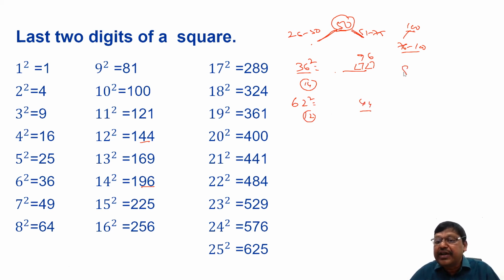Suppose if I ask you 89 square, what are the last two places? 89 is how much less than 100? 11 less. So 11 square is 121. The last two places are 21. So 21 are the last two places. Suppose if I ask you 77 square, what are the last two places? 77 is how much less than 100? 23. 23 square's last two places is 29. So 77 square's last two places will be 29.